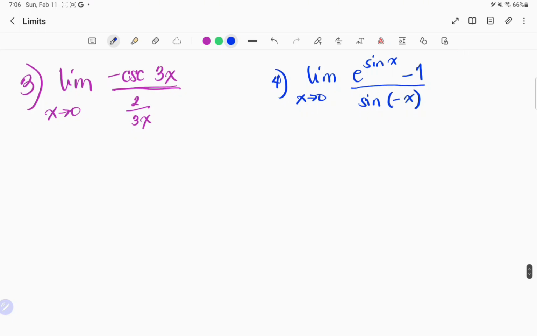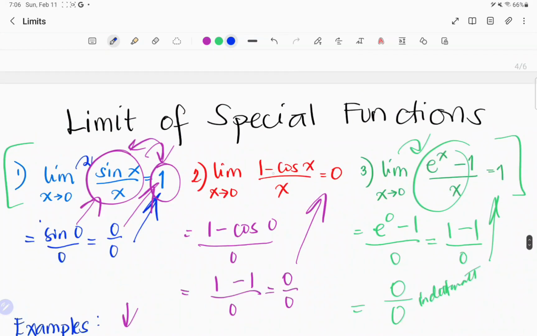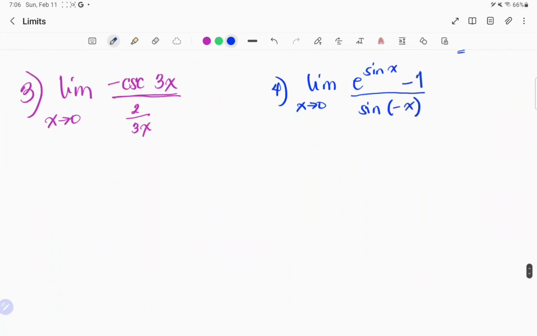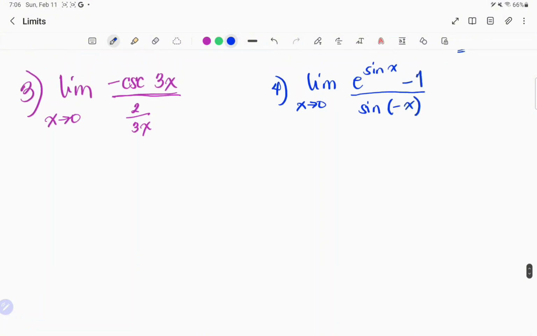So we have example number 3. The limit of negative cosecant 3x over 2 over 3x as x approaches 0. As you can see in this function, we cannot see any of these three special functions here: the blue, the red, and the green. So what we are going to do is simplify this function and use trigonometric identities to produce one of the three special functions.